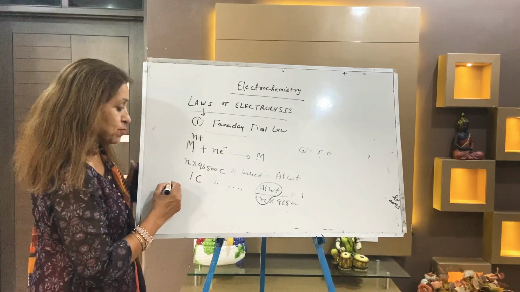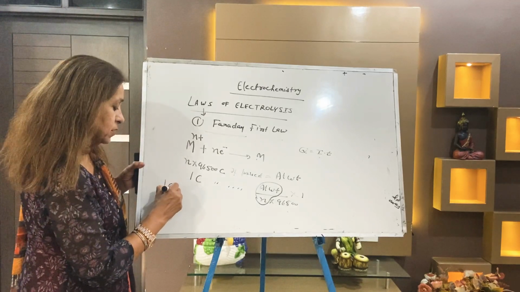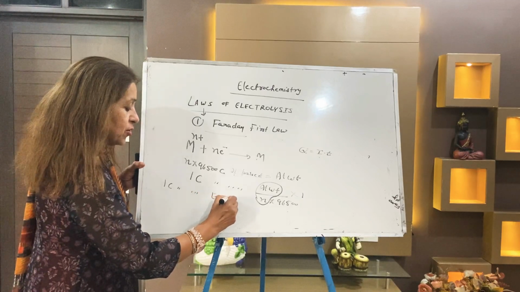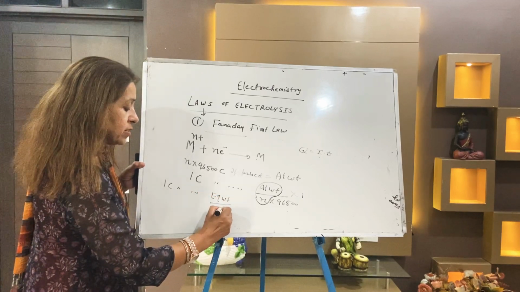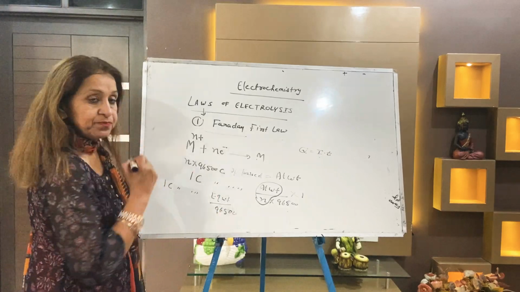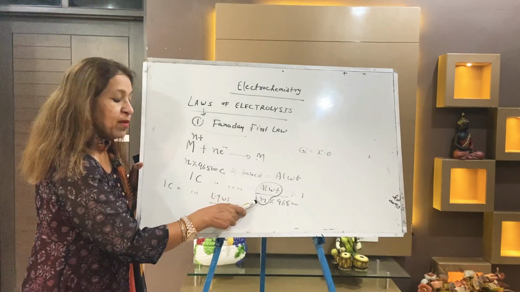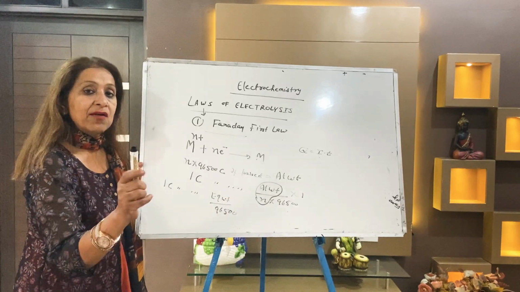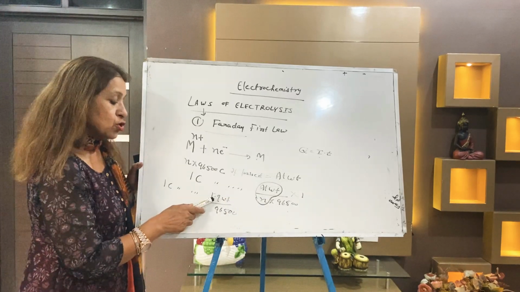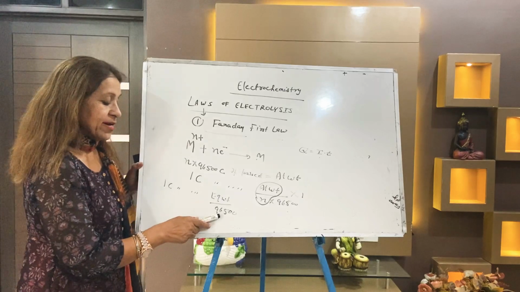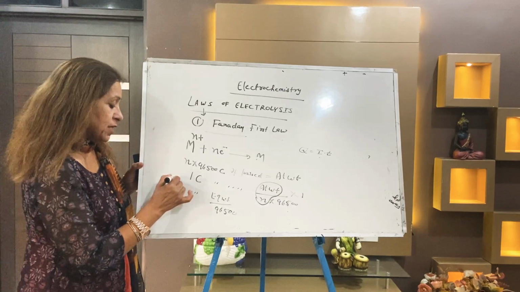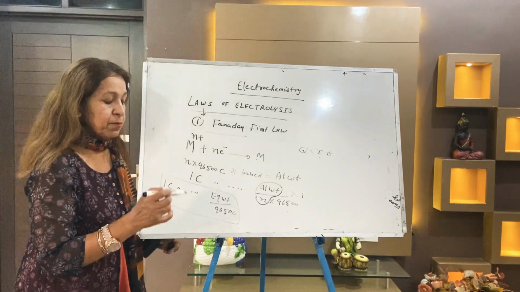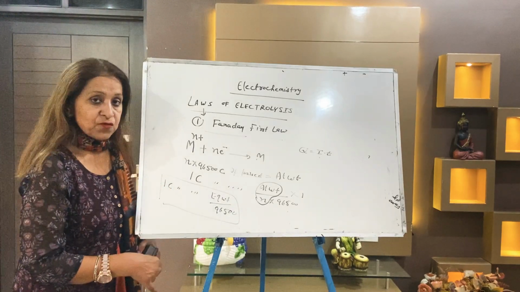Remember this. That means when 1 coulomb is passed, it deposits equivalent weight divided by 96500. So atomic weight by n for valency is always equal to the equivalent weight. Write in short, equivalent weight by 96500. This means if 1 coulomb is passed, then it deposits equivalent weight divided by 96500.